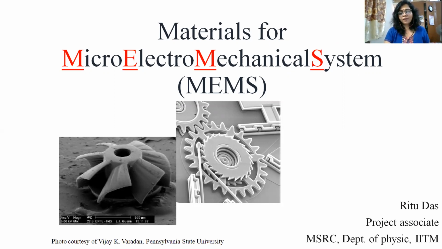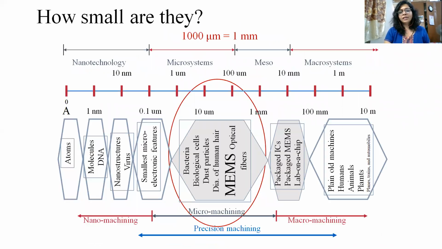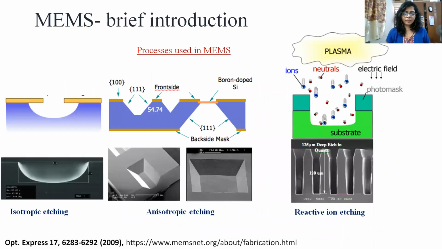So just to have an idea of how tiny they are, this is the scale frame where we can see 1000 micrometers is 1 millimeter. That means a 1000th part of a millimeter is the micrometer. So we are dealing with those tiny structures. MEMS are a broad classification of systems which include numerous processes, technologies, materials and so on.